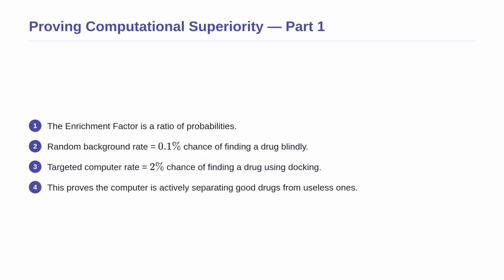Now that we have calculated an enrichment factor of 20, let us break down exactly what this proves about our computational methods. By setting up the ratio of the computer's success rate against the background success rate, we are mathematically evaluating probability. The background rate of 0.1% represents what would happen if we just blindly guessed which chemicals might cure the disease. The computer's rate of 2% represents the predictive power of our thermodynamic docking simulations. This chunk of our proof establishes that the computer is actively separating good drugs from useless ones.